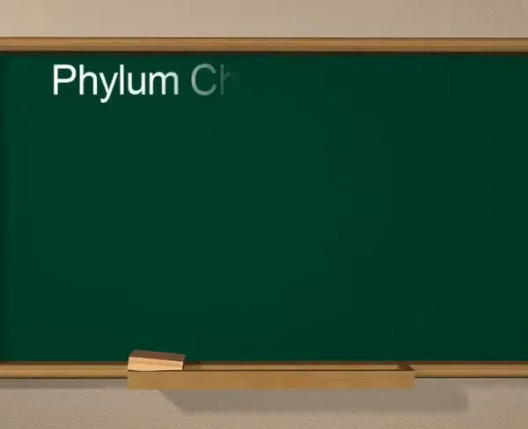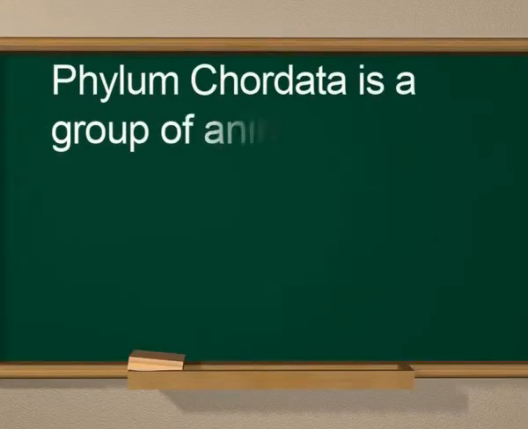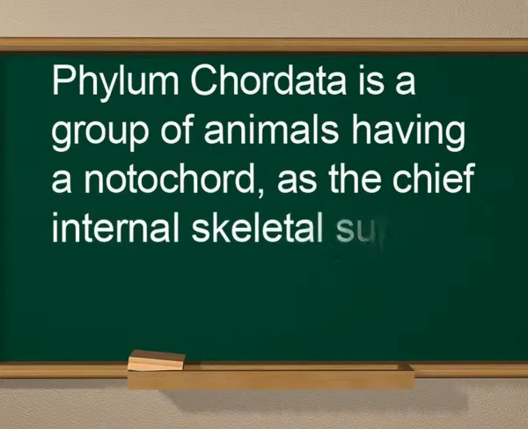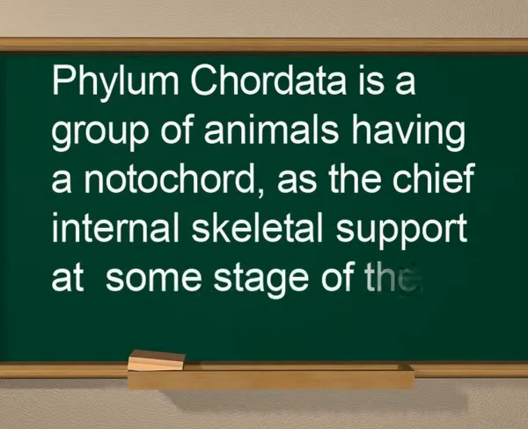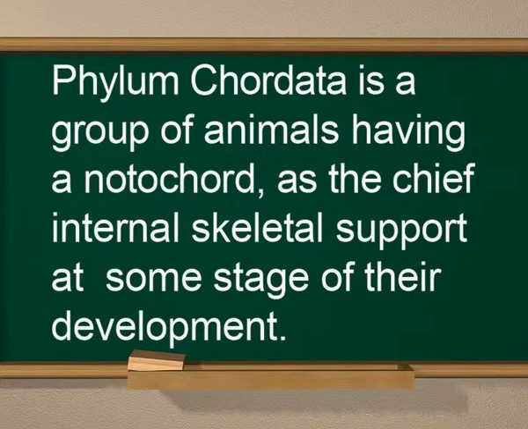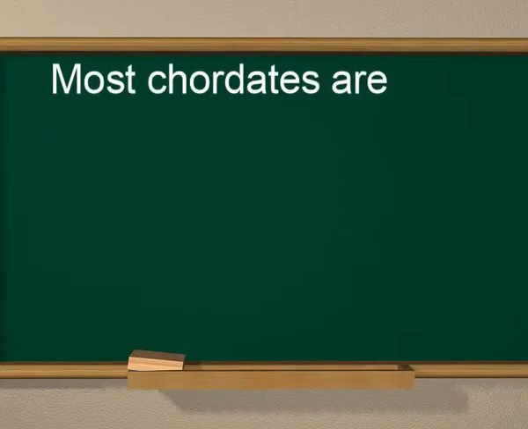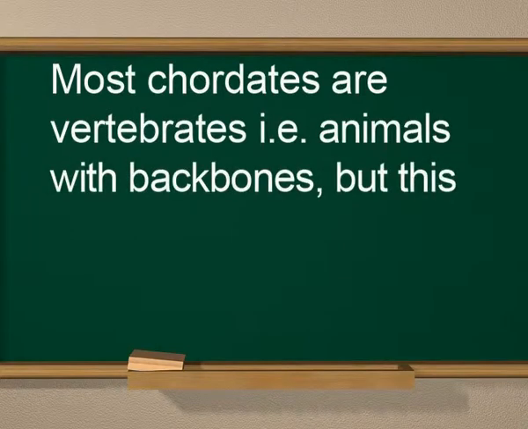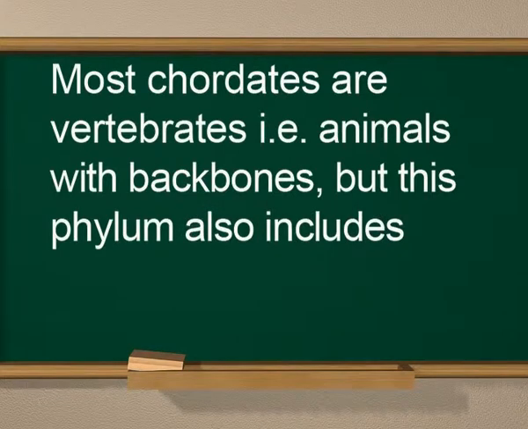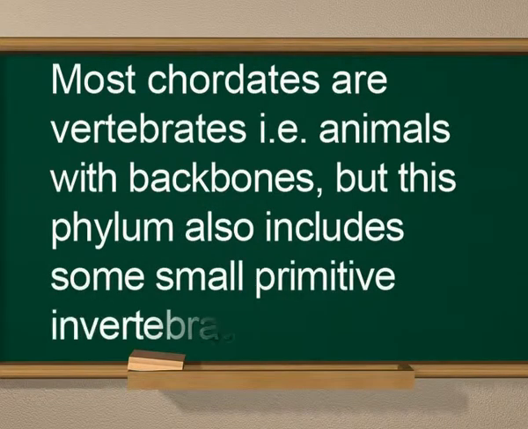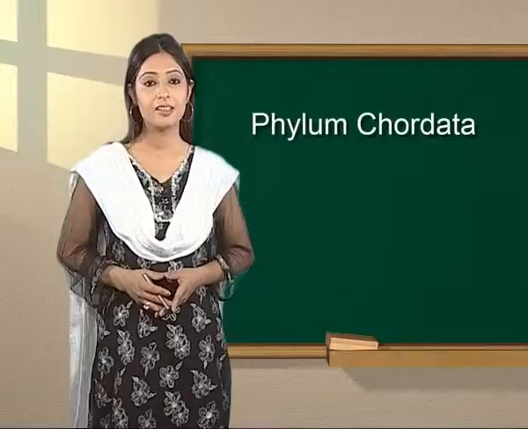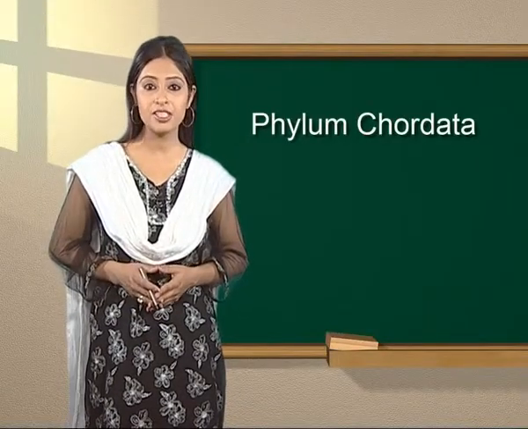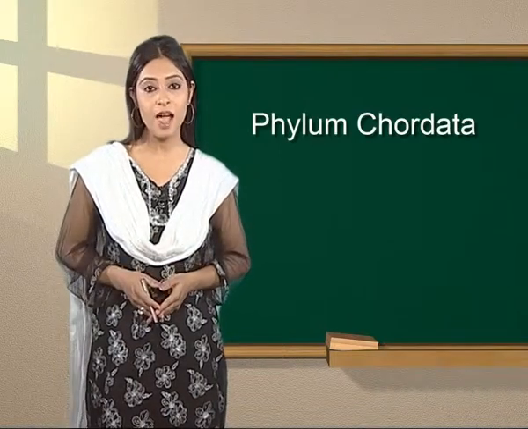Answer: phylum Chordata is a group of animals having a notochord as the chief internal skeletal support at some stage of their development. Most chordates are vertebrates, that is, animals with backbones. But this phylum also includes some small primitive invertebrate chordates. The next question is, list the main characteristics of creatures belonging to phylum Chordata.